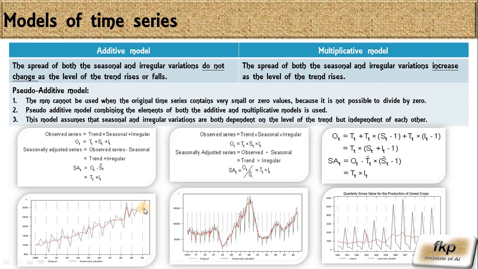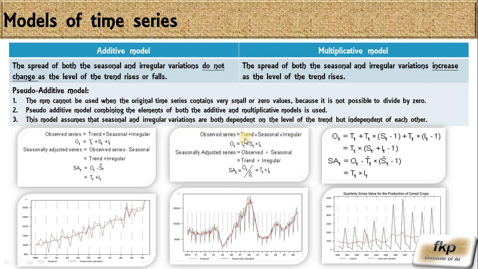Now let's go to the multiplicative model. When can I say the time series I have is a multiplicative model? When I observe the seasonal sales is high when the trend is high, and when the trend is going low the seasonal sales also go low, and my seasonal component and residual components are moving along with the trend, then I can say the time series I have is a multiplicative model.